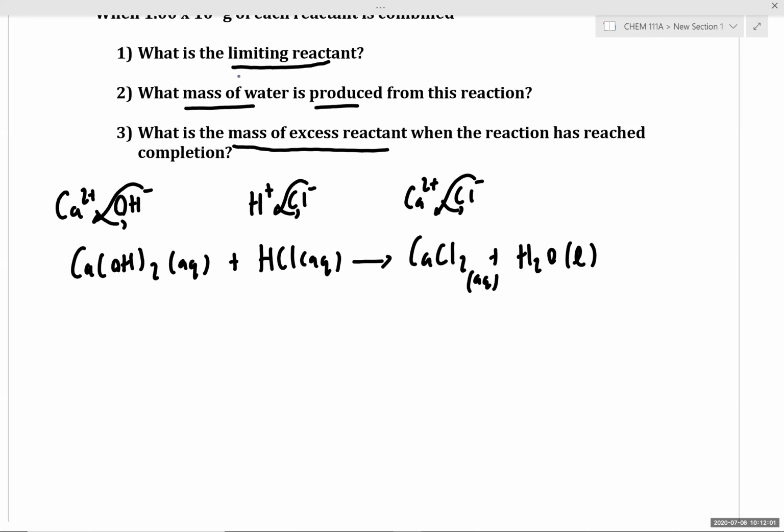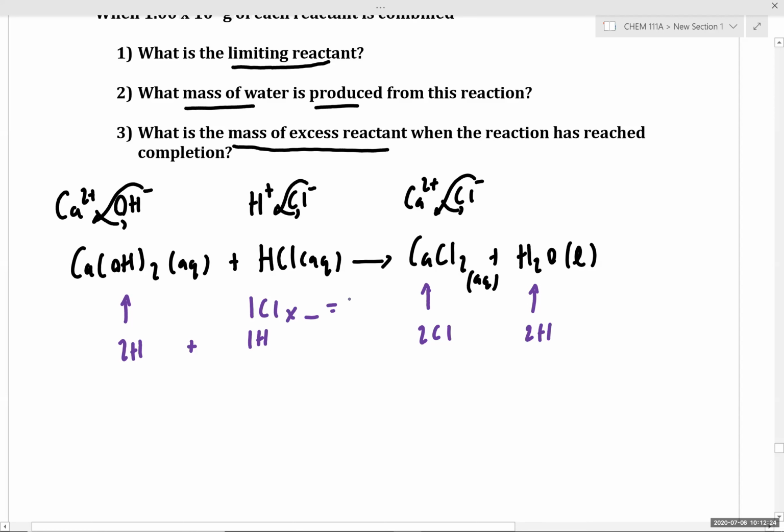No, the equation is not balanced. If we look, on the right-hand side we have 2 chlorines and 2 hydrogens, while on the left-hand side we have 2 hydrogens plus 1 hydrogen, which gives us 3, and 1 chlorine. So my question to all of you is, what times 1 would give us the 2 chlorines that we need? What coefficient do we need in front of hydrochloric acid?